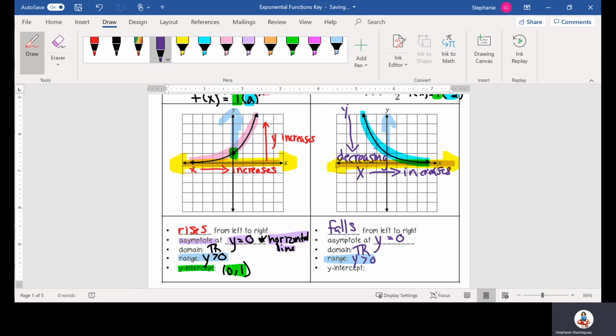So y is going to be greater than 0. And our y-intercept here, where does that cross the y-axis? Well, it's at 0, 1. Oops. Don't want to write in highlighter. 0, 1. And that's just this point. And that's because that's our a term.